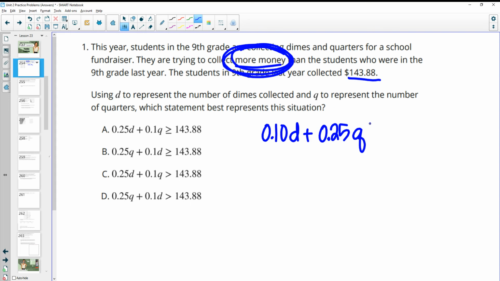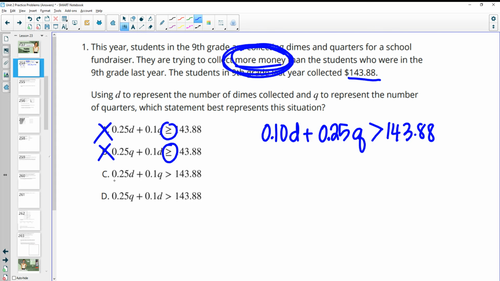And we want that to be anything greater than $143.88. So we do not want it to equal that. We want it to be just greater than the 143.88. So when we take a look here, we see this equal sign underneath these two. So these two are automatically out. So now we're looking between C and D.